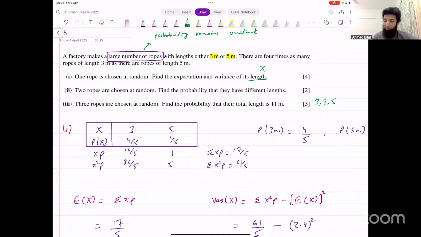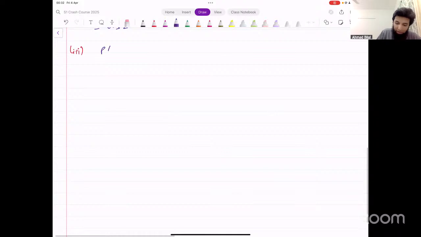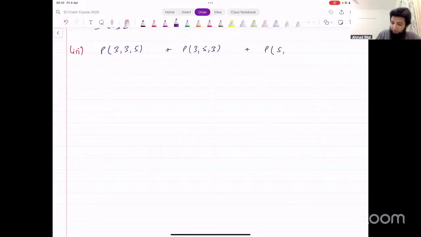Is there any other possibility? No, there's no other possibility. You need 2 3s and 1 5, okay? But they can change order, right? So you can have 3 3 5, you can have 3 5 3, and you can have 5 3 3. There are 3 cases.